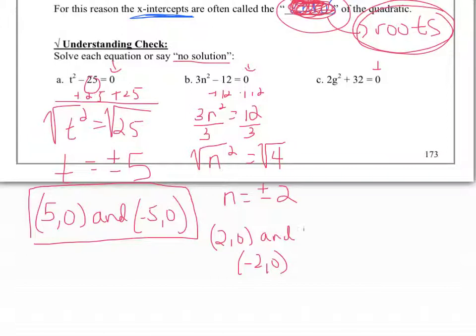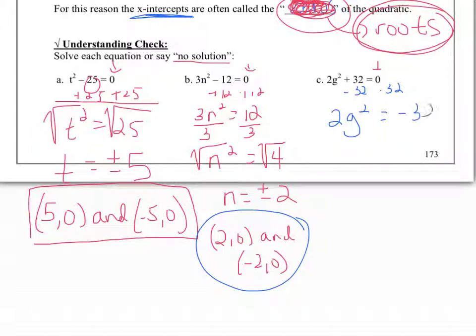Okay, I'll change my colors here. All right, and then the last one. Again, solving for g squared. I have 2g squared is equal to negative 32. Divide by 2, and g squared is equal to negative 16.